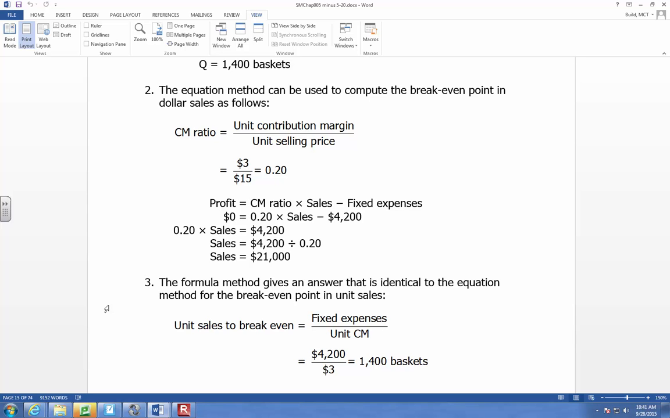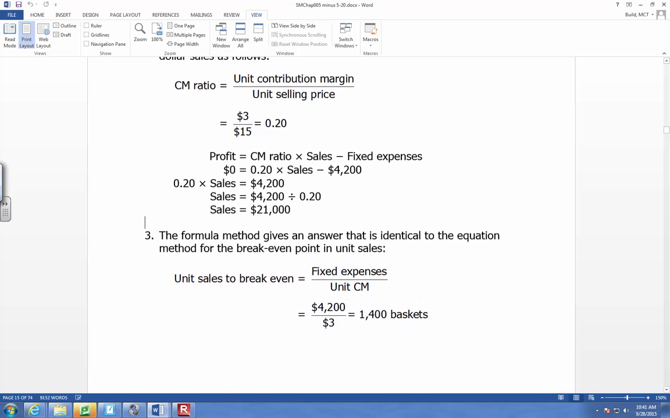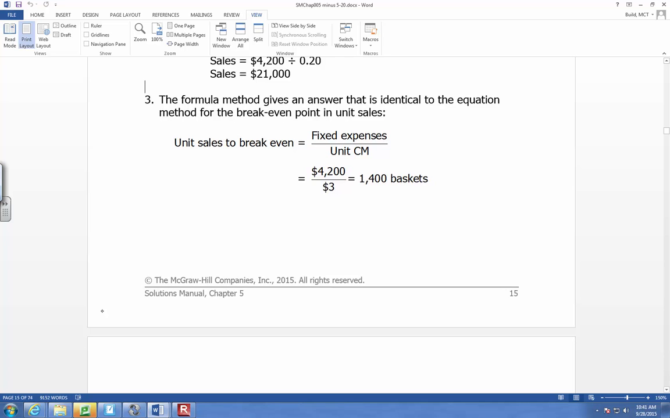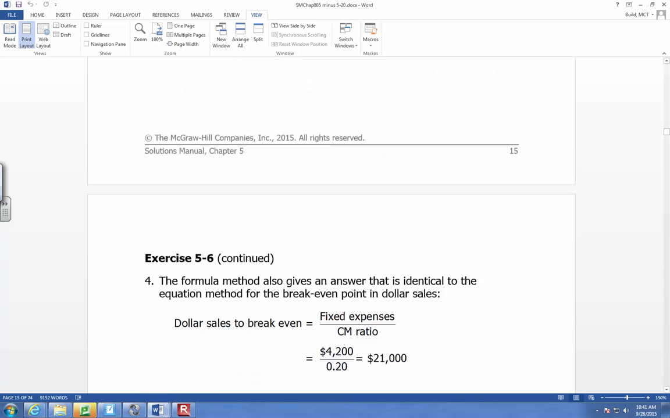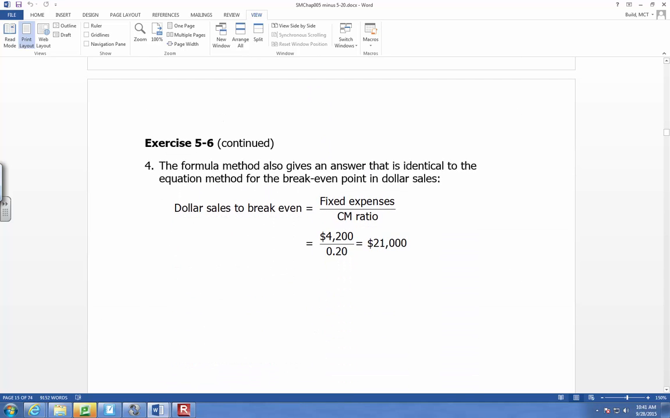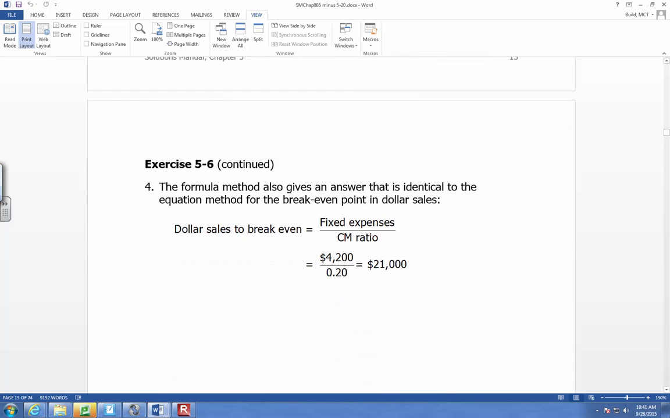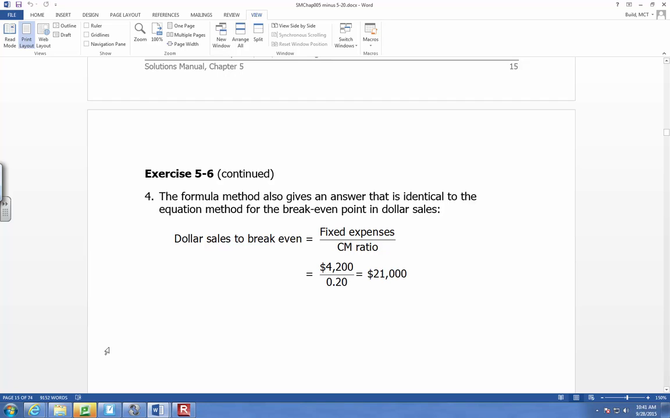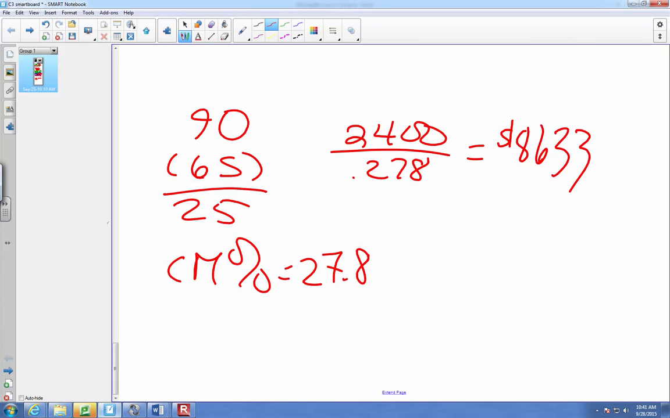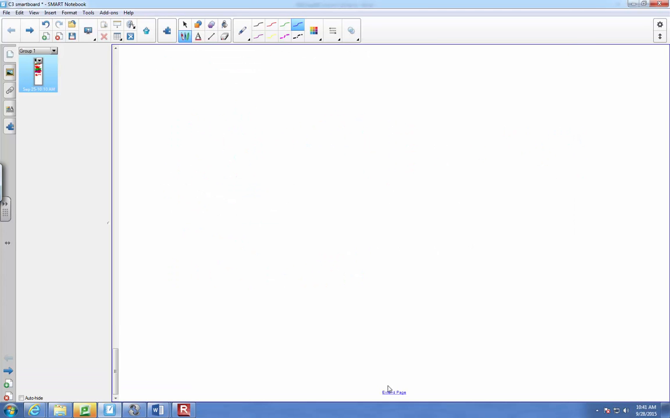And then they want us to do the same thing, formula to get units, and equation to get dollars. Or I guess other way around. Formula is equation. I don't know which is which. It's going to give you the same answers over and over and over. Really, you guys, what are we working from? Can somebody just give me the equations real quick for break even in dollars and in units?